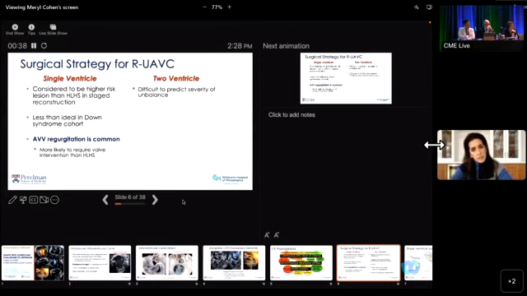But the two ventricle strategy is not perfect either for this cohort of patients. It's very difficult to predict severity of unbalance. And when we close the AV septal defect, it is very hard for us to determine if we have enough left ventricle, enough left AV valve, enough outflow to provide adequate cardiac output.